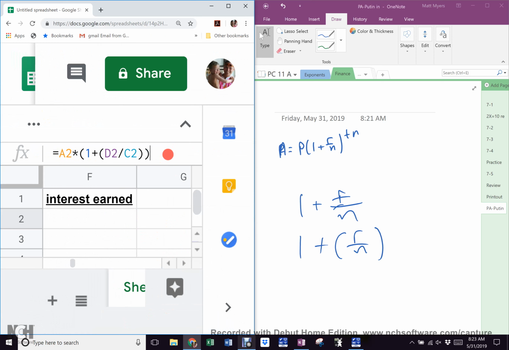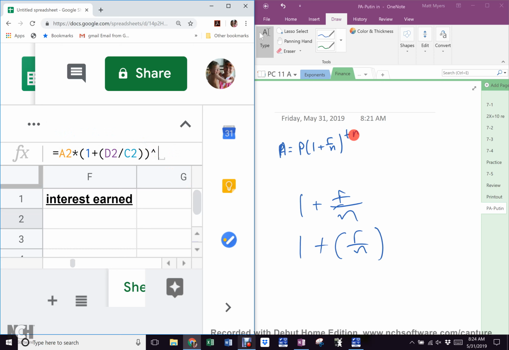So, here we are, yes? We are typing in our formula. Agreed? Now, I need the exponent, yeah? Exponent is shift 6. A caret. That is what that is called. C-A-R-E-T.